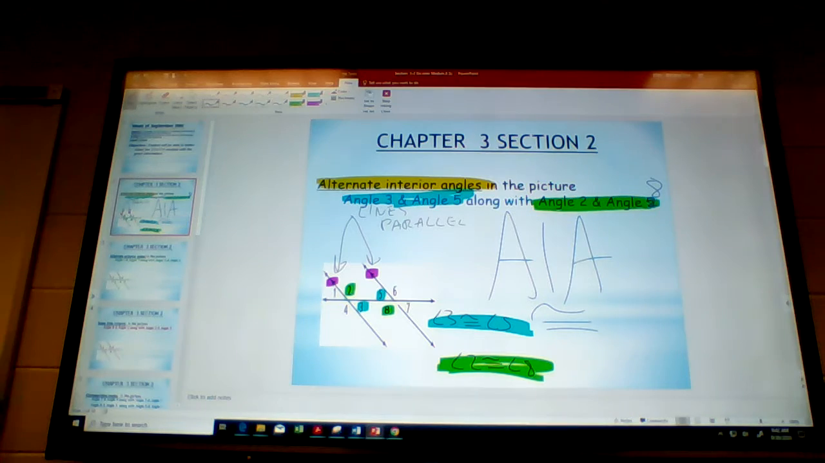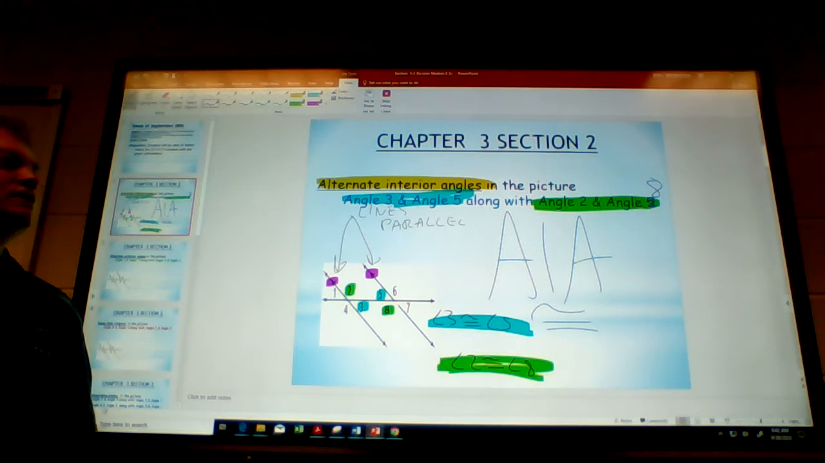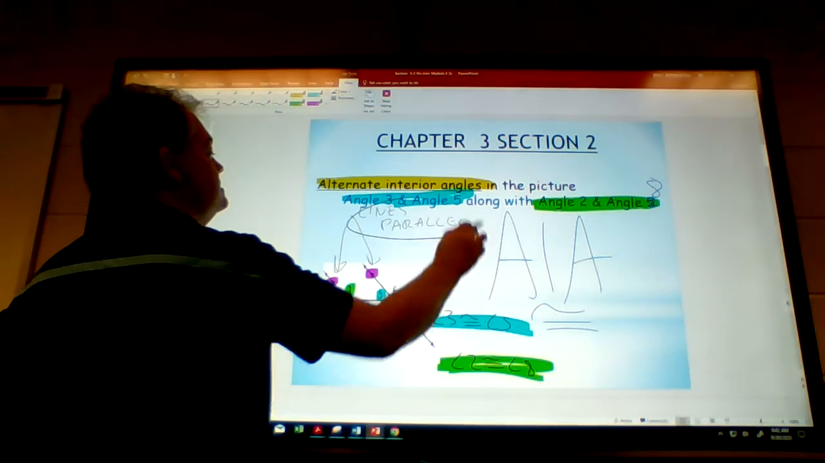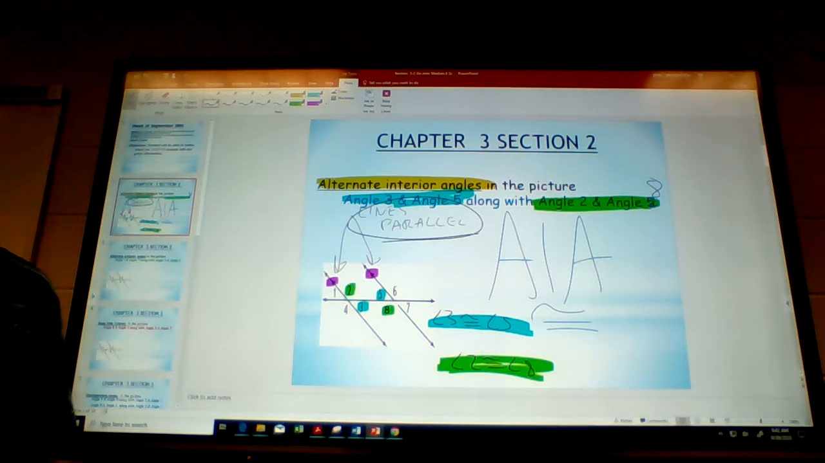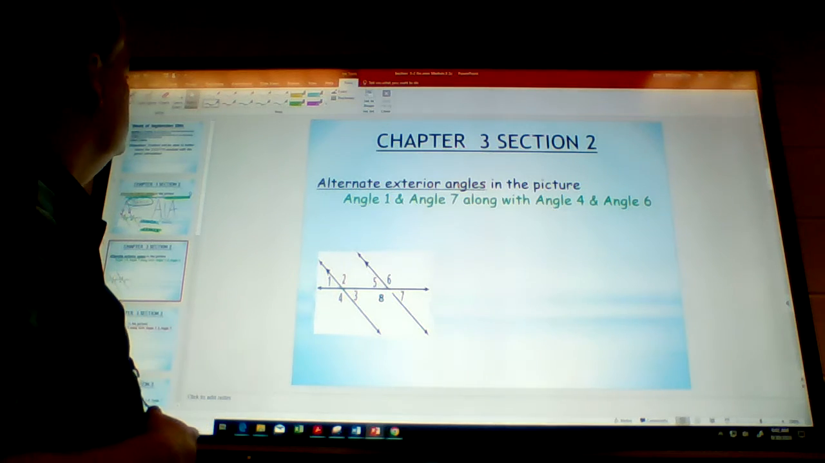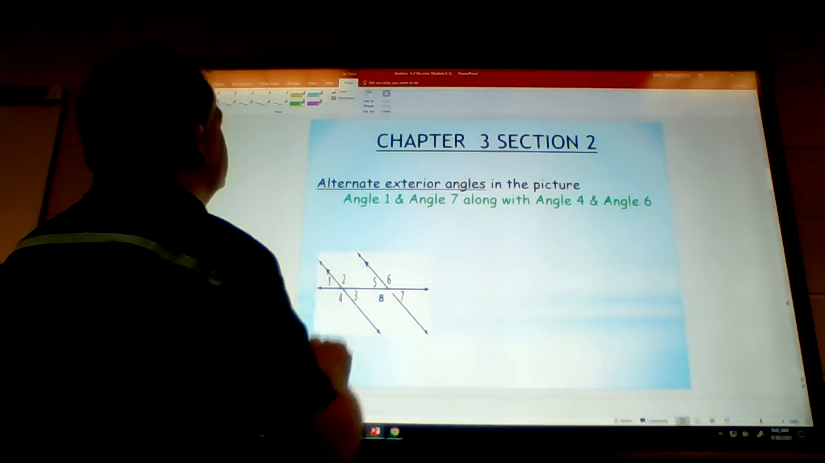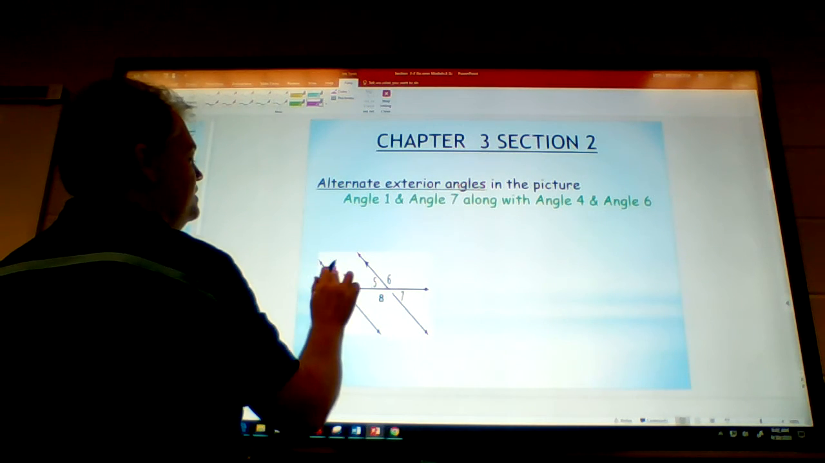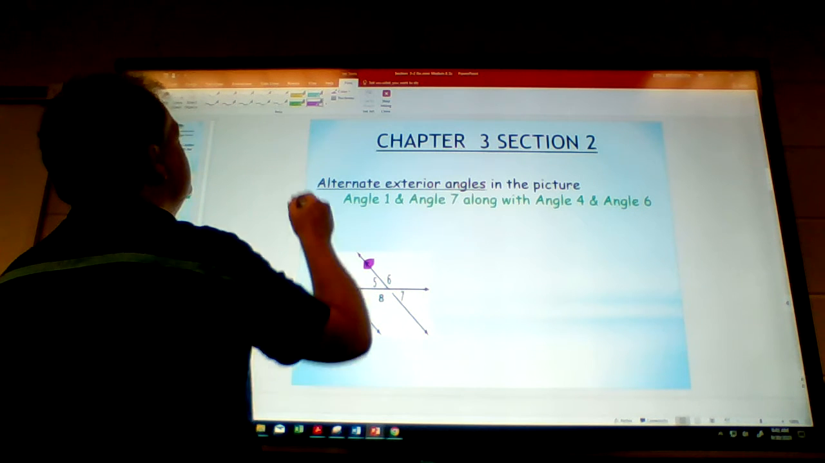Okay, so all alternate angles are congruent as long as the lines are parallel. Now that's the condition that must be met. The lines must be parallel. All right, now at alternate exterior angle, once again, we look for this little marking. This says that the lines are parallel.